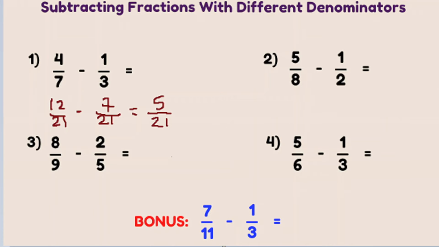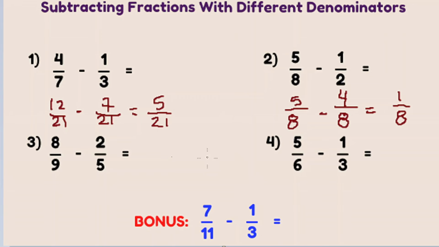Second example, what is 5/8 minus 1/2? Well, if you look at these denominators here, you can see that 8 is a multiple of 2. So we can actually keep 5/8 the same, and we can convert this fraction into a fraction with a denominator of 8. 2 times what equals 8? Well, that's 4. So let's multiply 4 times our numerator, and we get 4. Denominators are now the same, so all we have to do is just subtract our numerators, and we get 1. 1/8 is your answer.